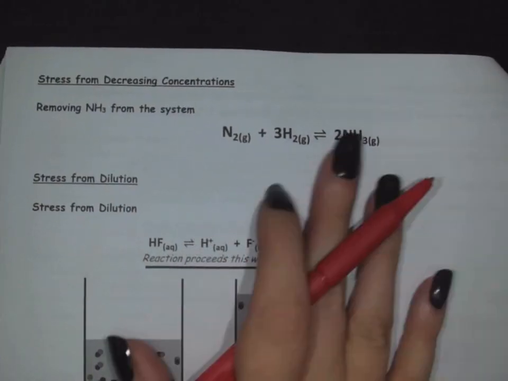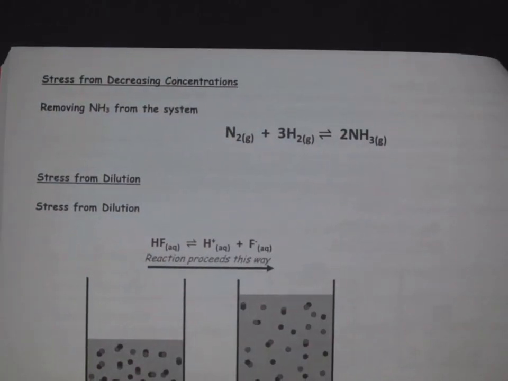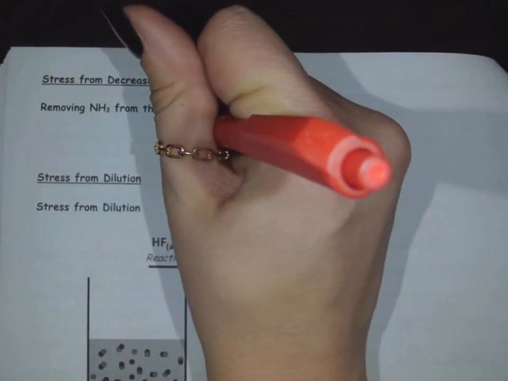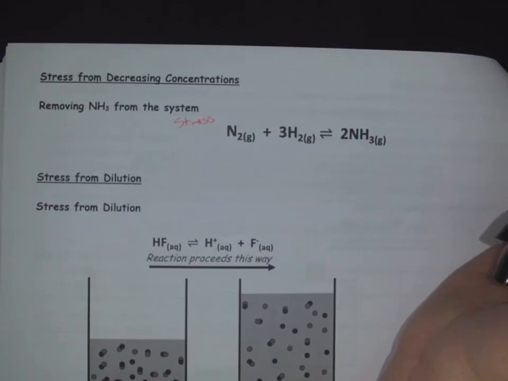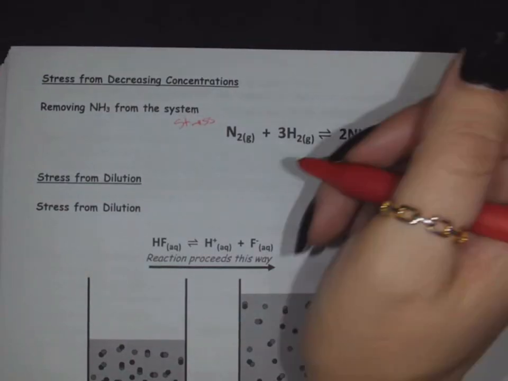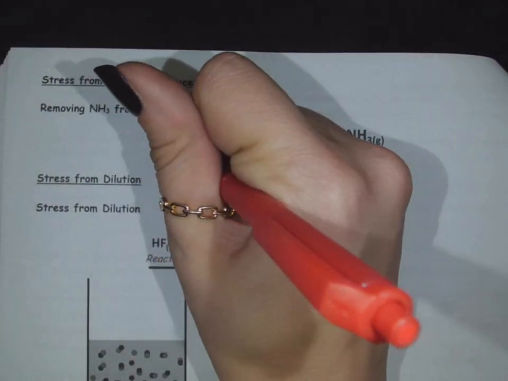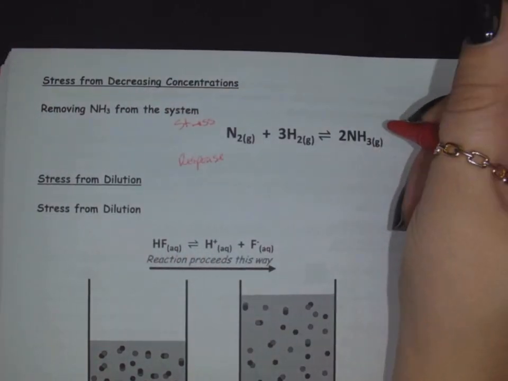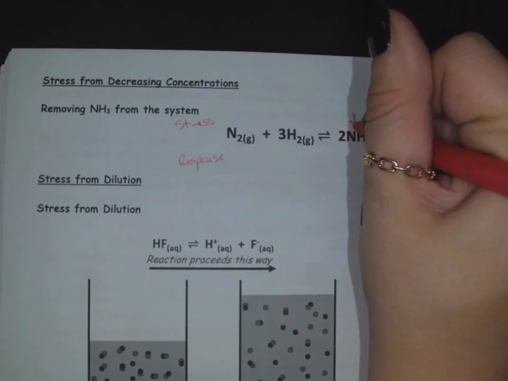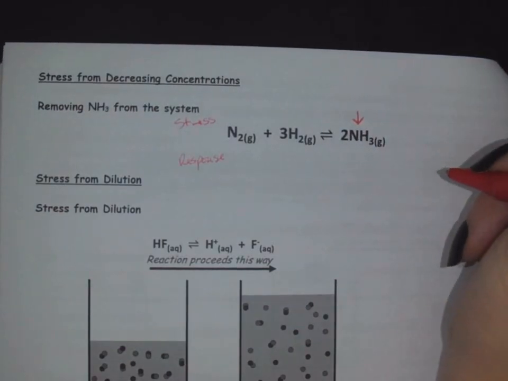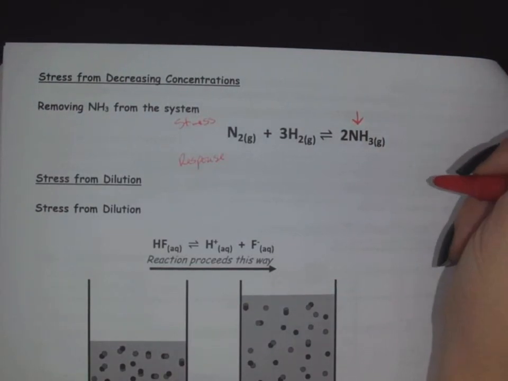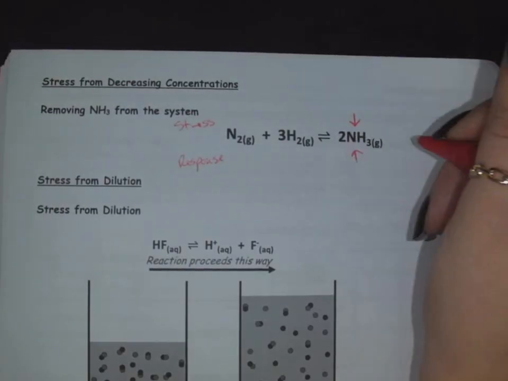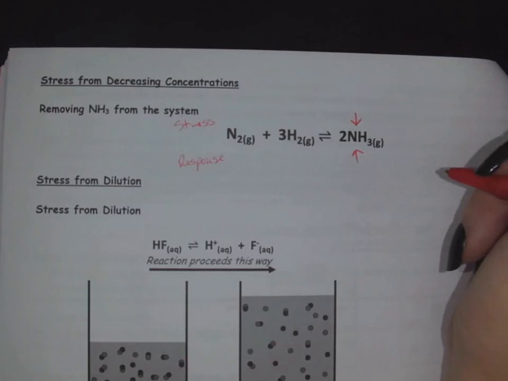Okay, same idea, but now I'm going to be removing some NH3. So reminder, how I do this is the stress, what me as the chemist is doing to throw this out of equilibrium is going on the top of the reaction. The response is going down below. So I'm going to decrease the amount of NH3. As a response to that stress, the reaction does the opposite. It tries to increase, and it does. It increases the amount of NH3.